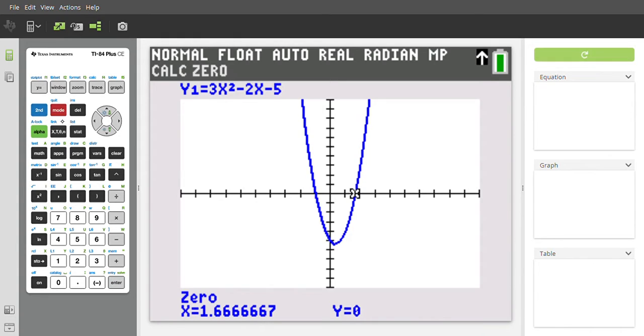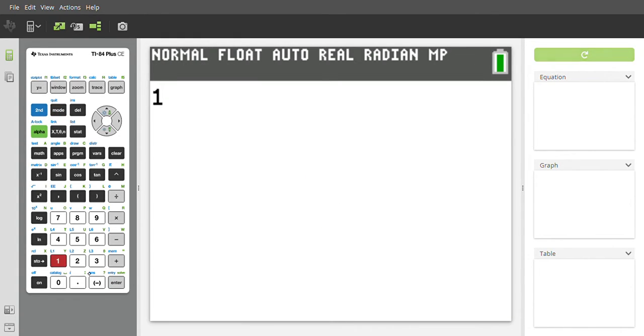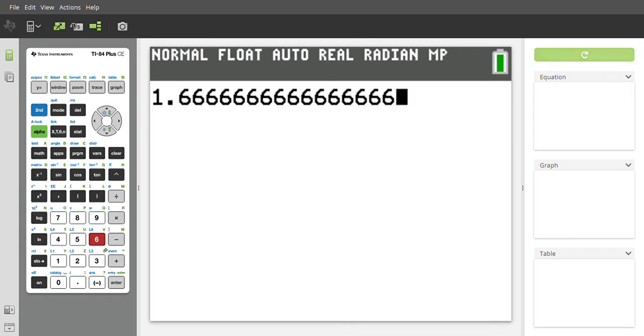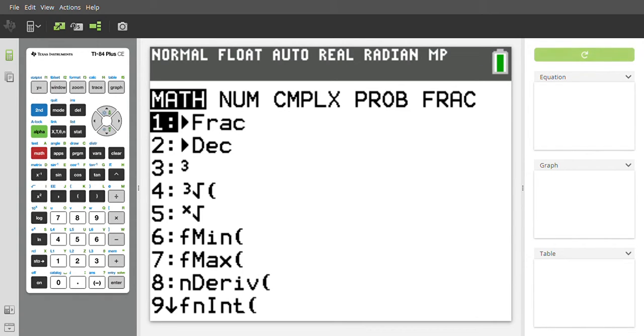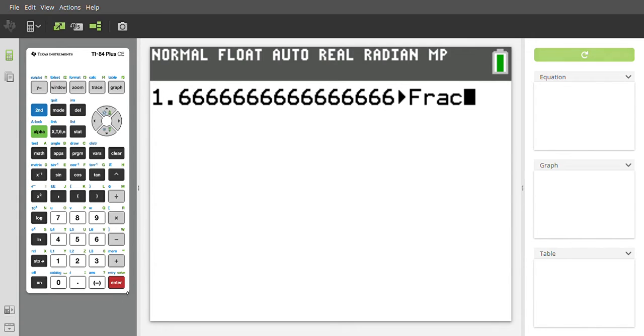So let's do this. Second quit. I'm going to type 1.6666, just typing lots of 6s. And then I'm going to hit math. I'm going to choose 1, which is fraction, and sure enough, that particular root is 5/3. 1.6 repeating is 5/3. That means, by the way, that quadratic, the fact that we got pretty answers, it means the original quadratic could have been factored. And I will probably, when I do the notes, go ahead and show you the factorization of that quadratic, and we'll solve it that way too.